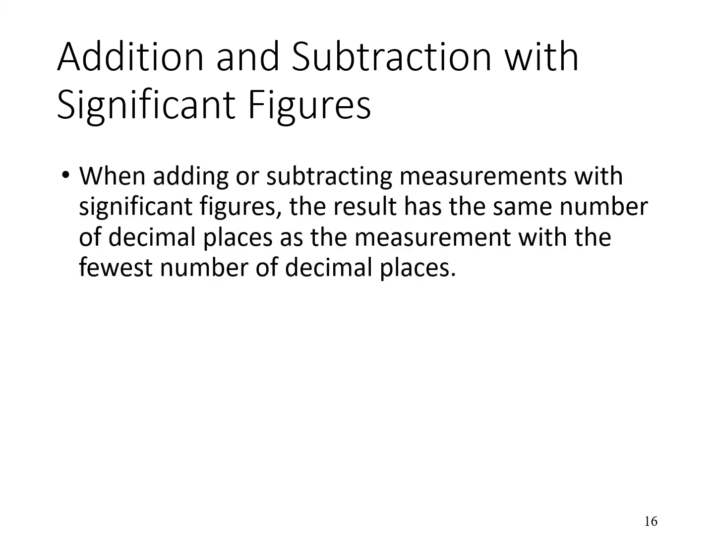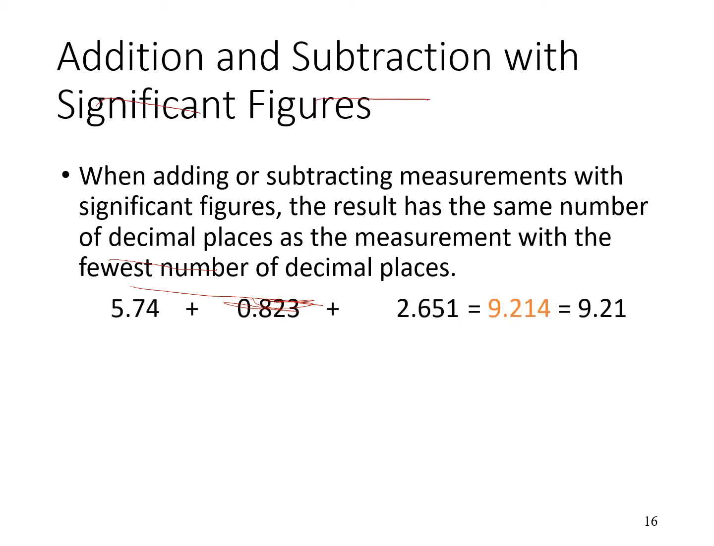Okay? So the rule states, when adding or subtracting the measurements with significant figures, the result has the same number of decimal places as the measurement with the fewest number of decimal places. Okay, so here we don't look at number of sig figs, we look at the number of decimal places. This is true when we are doing addition and subtraction. So let's look at a couple examples again.